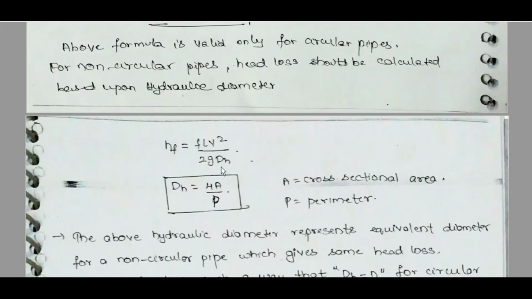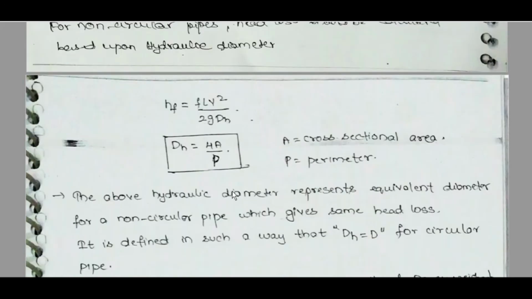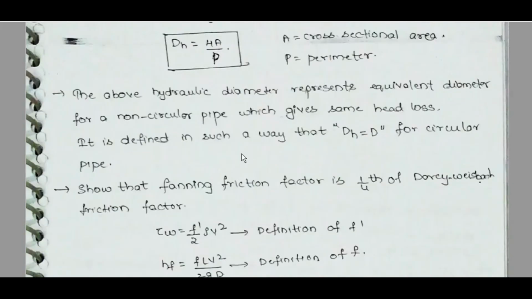Hf is equal to fLV square by 2g dH, where dH is equal to 4A by P. A is the cross-sectional area, P is the perimeter. The above hydraulic diameter represents the equivalent diameter for a non-circular pipe which gives the same head loss. It is defined in such a way that dH is equal to D for a circular pipe.